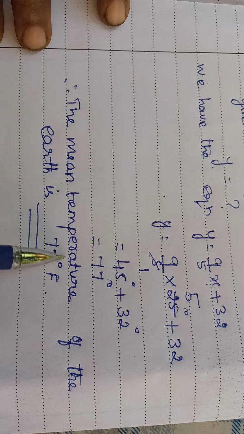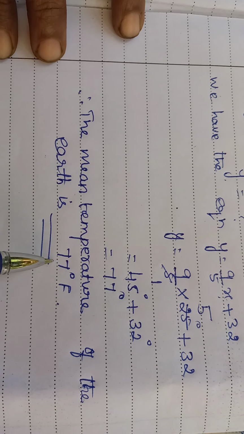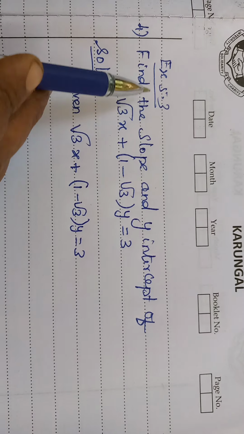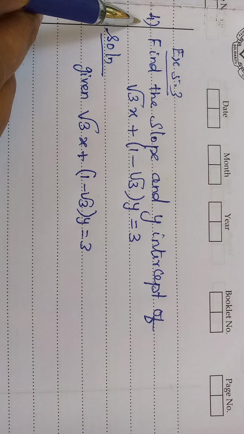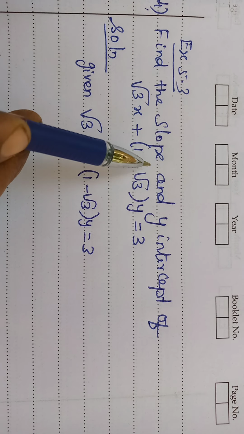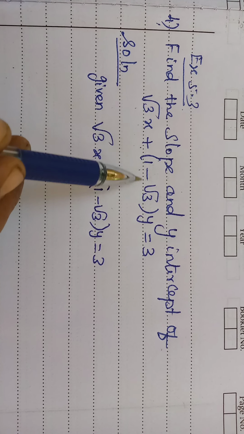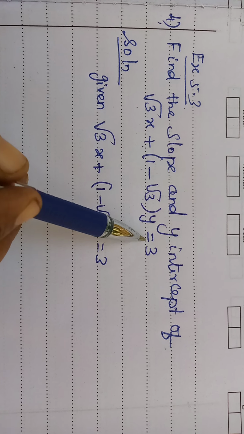Therefore, the mean temperature of the earth is 77 degrees Fahrenheit. The next question is exercise 5.3, question number 4. Okay, what is the question now? Find the slope and y-intercept of root 3x plus (1 minus root 3)y is equal to 3.